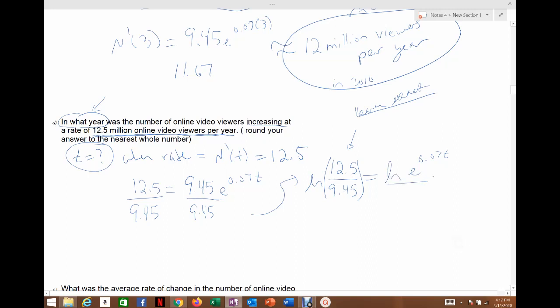Again, we take the natural log, get rid of the e term, and so that's going to equal 0.07 t on this side. That's still the natural log of that fraction. Then the next step, divide by 0.07. So I'm going to take the natural log of 12.5 divided by 9.45 first, and then that whole thing divided by 0.07. So type this in the calculator carefully. Time comes out 3.99, so I'm going to round to 4.